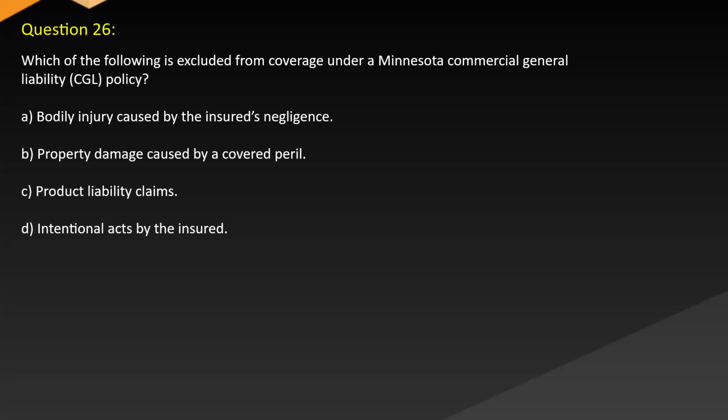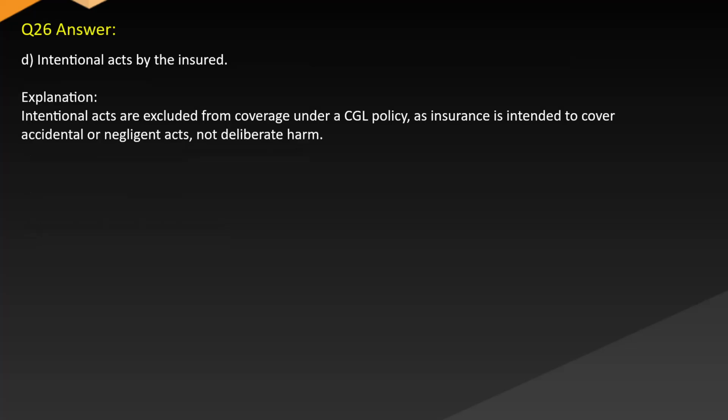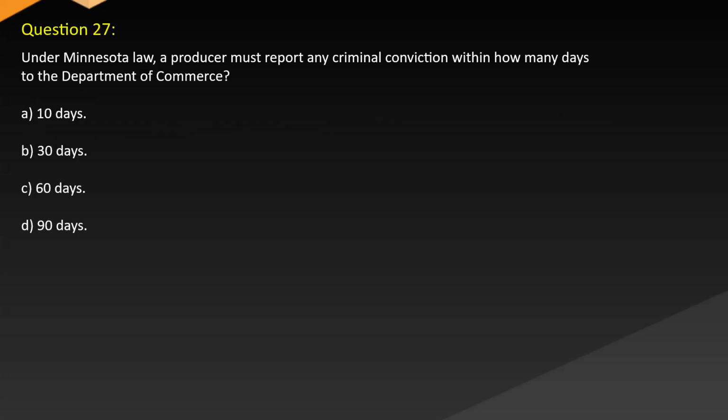Question 26. Which of the following is excluded from coverage under a Minnesota commercial general liability (CGL) policy? A. Bodily injury caused by the insured's negligence. B. Property damage caused by covered peril. C. Product liability claims. D. Intentional acts by the insured. Answer D. Intentional acts by the insured. Explanation: Intentional acts are excluded from coverage under a CGL policy, as insurance is intended to cover accidental or negligent acts, not deliberate harm.